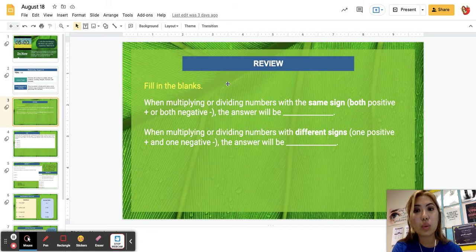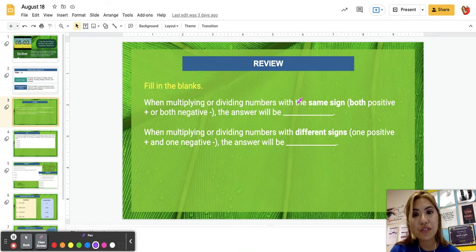So it starts off with reviewing the integer multiplication and division rules that we learned. So you guys have to fill in the blanks when multiplying or dividing numbers with the same sign. So both numbers are positive or both numbers are negative. The answer will be blank. So take a second to think about what the correct answer will be. And then the second statement is when multiplying or dividing numbers with different signs. So one number is positive, the other one's negative. The answer will be blank. So take a few seconds to think about what your answer is going to be.